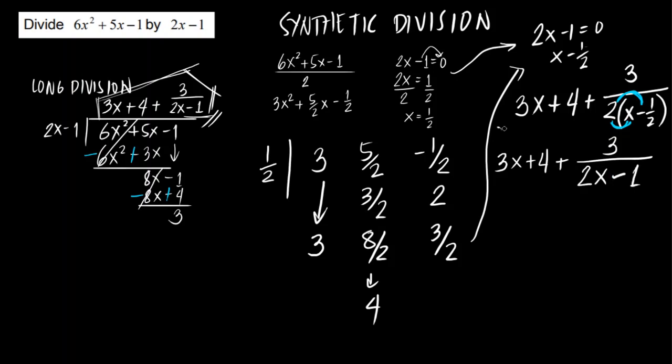Okay. So, this is the final answer of the problem using synthetic division. As you can see, it looks exactly like the one in long division. 3x plus 4 plus 3 over 2x minus 1. Okay.